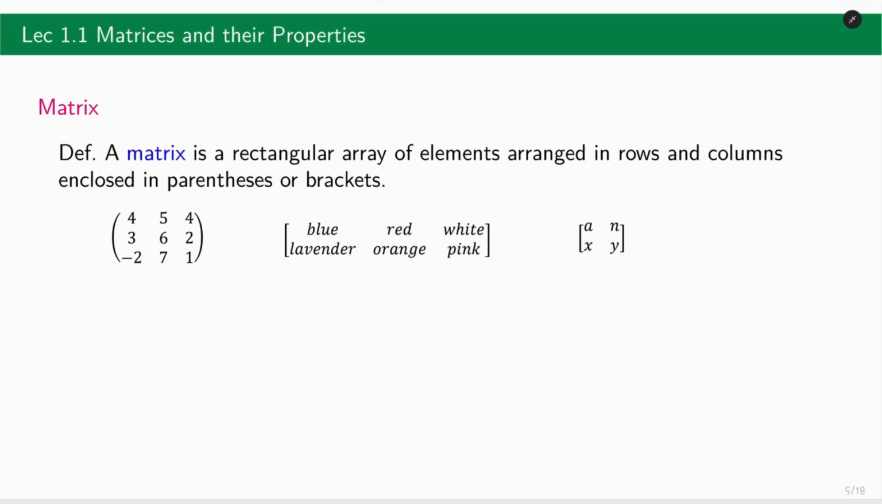What is a matrix? A matrix is a rectangular array of elements arranged in rows and columns, enclosed in parentheses or brackets. Here you have 3 examples. The first matrix is enclosed in parentheses, and the second and third are enclosed in brackets. Here in this course, we are going to use brackets.